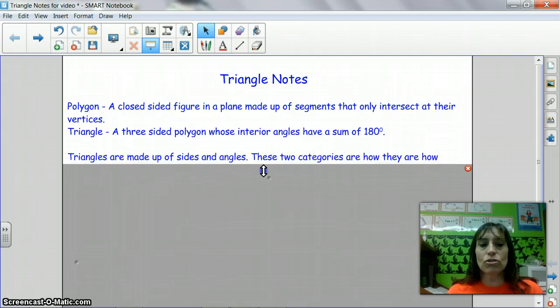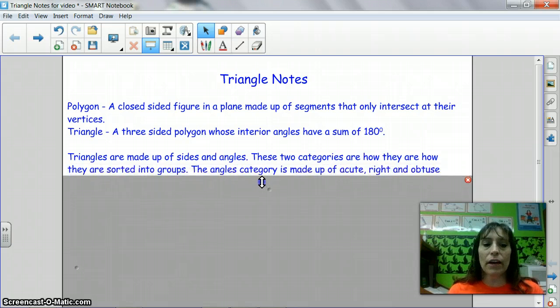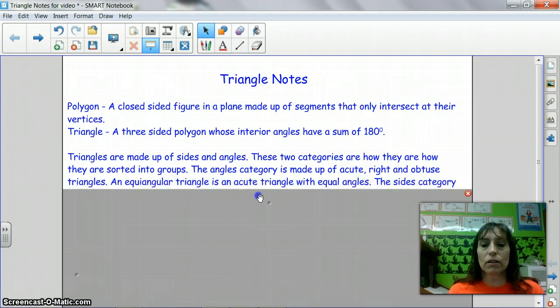Okay, so triangles are made up of sides and angles. These two categories are how they are sorted into groups. The angles category is made up of acute, right, and obtuse angles. Okay, and you already know that. I mean, you've been doing acute, right, and obtuse since the 5th grade, maybe younger than that.